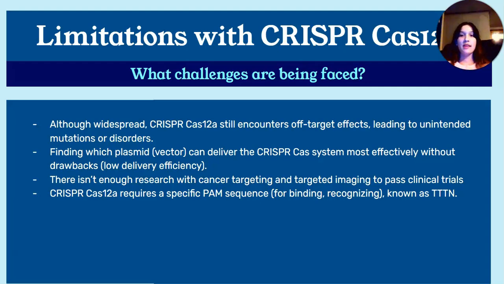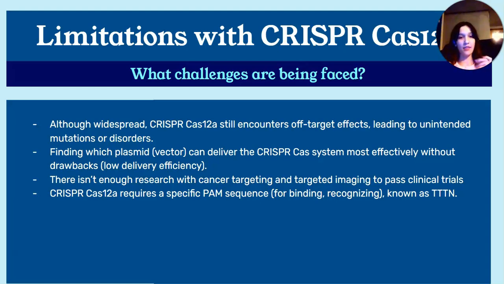Although there is hope for this, there are also still limitations and challenges. Although widespread, CRISPR-Cas12a still has the off-target effects that other CRISPR systems have, which can lead to unintended mutations or disorders, which is not a good thing at all, especially if we're trying to use it in humans. Another problem is finding the proper plasmid that can deliver these systems to the sequence. There are always drawbacks to this. The problem is finding the proper one that won't have low delivery efficiency.